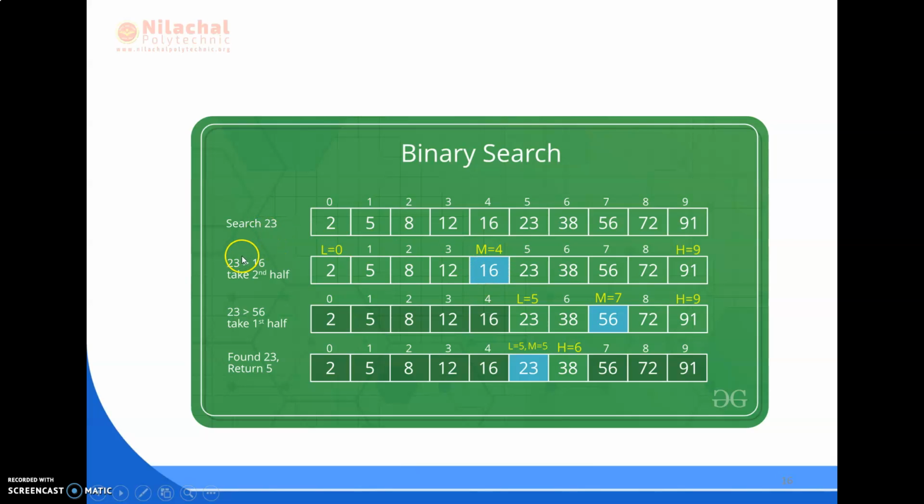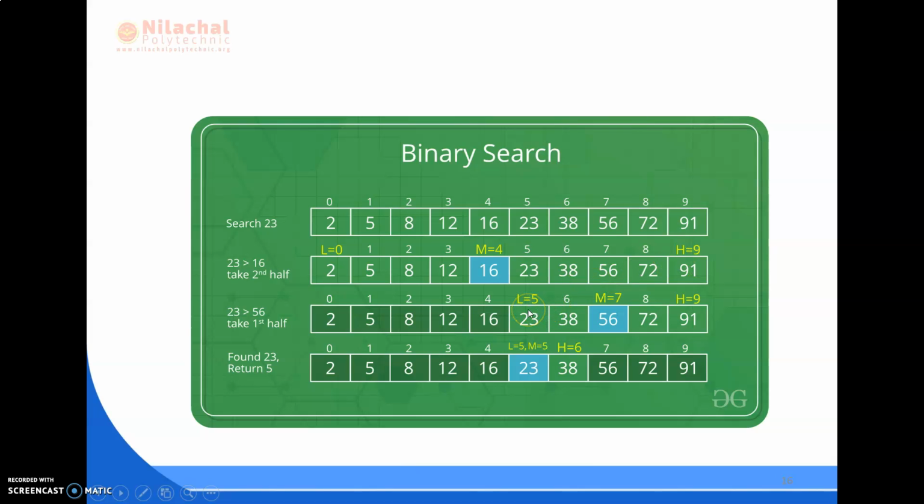Then we need to check, is 23 greater than 16? Yes, 23 is greater than 16. That means we don't need to check the left side elements. We need to check only the right side elements. So here 5 will be the beginning and 9 will be the end. So what we have done? We have done mid plus 1 value, that is the beginning, and the ninth index number is the end.